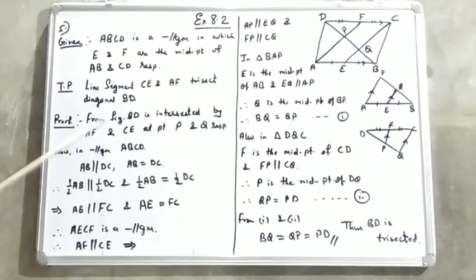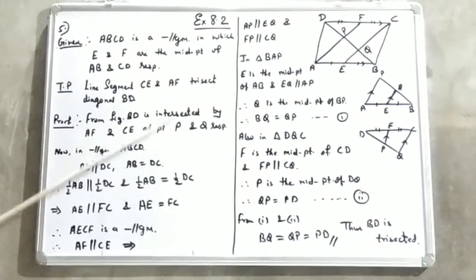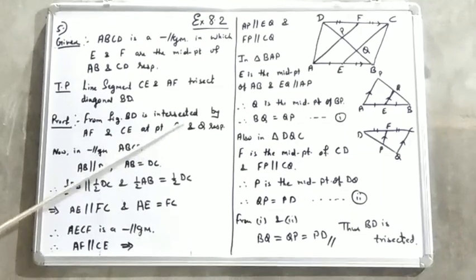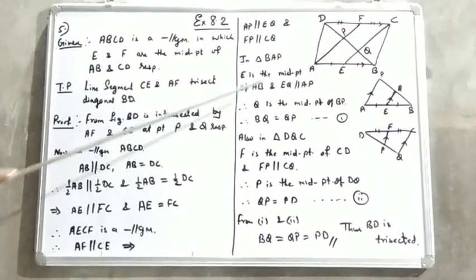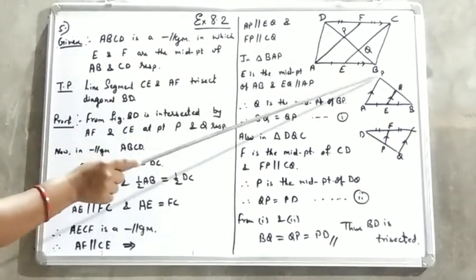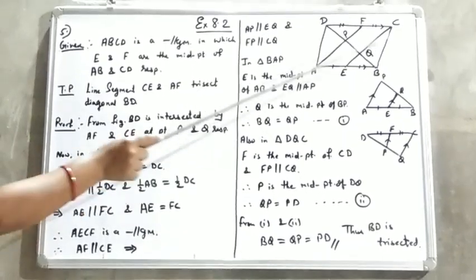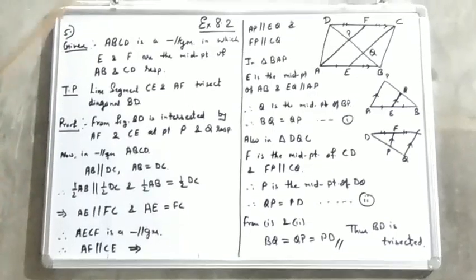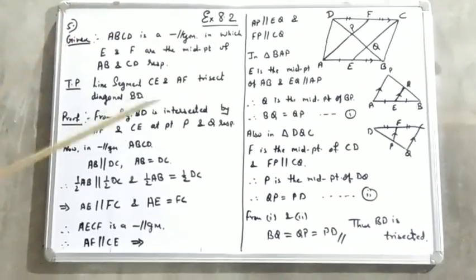The proof: from the figure, we can see BD is intersected by AF and CE at points P and Q respectively. AF intersects BD at P and CE intersects BD at point Q. You should remember that BD is the diagonal.